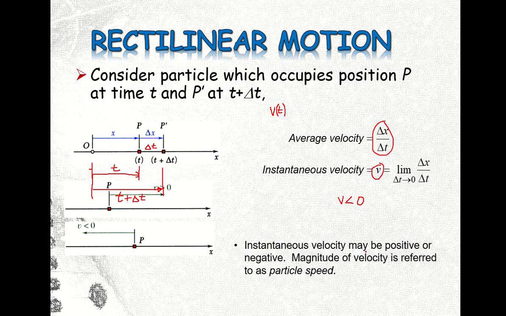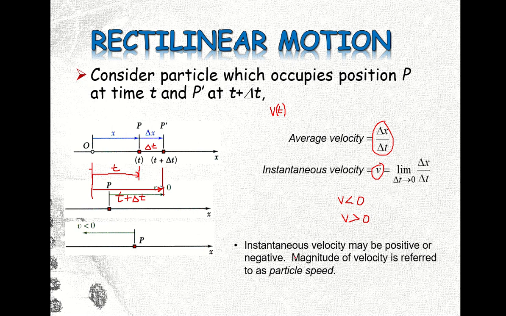So the instantaneous velocity may be positive or negative, depending on the value of our v. If our v is greater than 0, what does it mean? When v is positive, it means that the particle is moving from left to right. Here, the particle is moving from right to left. So right to left or left to right, it depends.